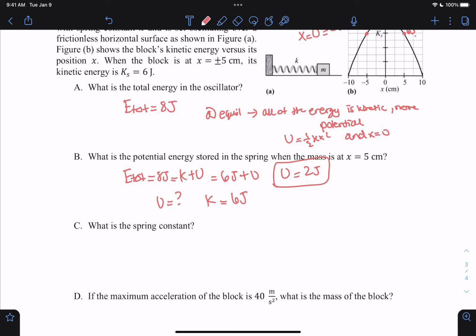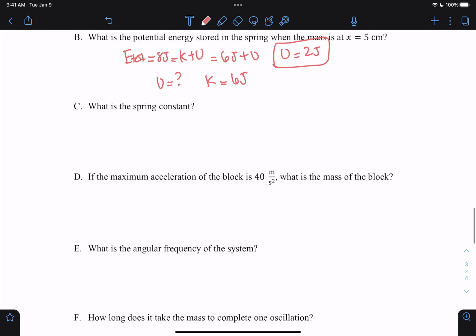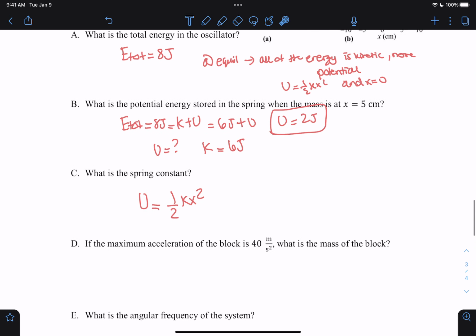So for the spring constant, we can use the spring potential energy now, which is half kx squared. The only value of spring potential energy that we know is the value that we calculated from B, which is 2 joules. So we set this equal to 2 joules, and we know the x distance is 5 centimeters, then we can solve for k. So half times k times 5 centimeters, which is 0.05 meters, squared, is equal to 2 joules, and then we solve for k. And that k should be 1600 newtons per meter.